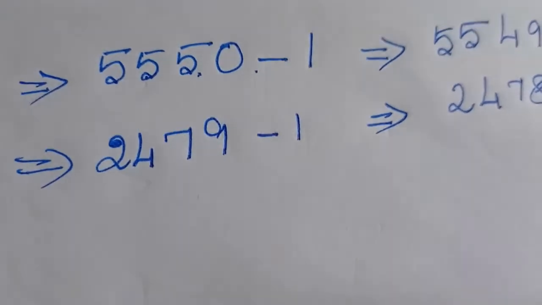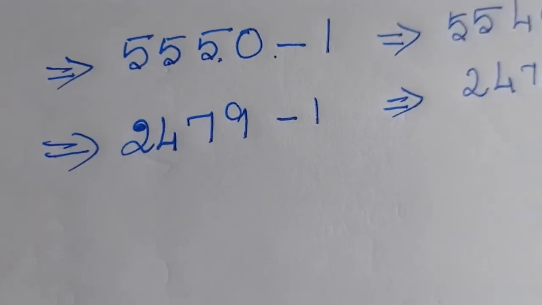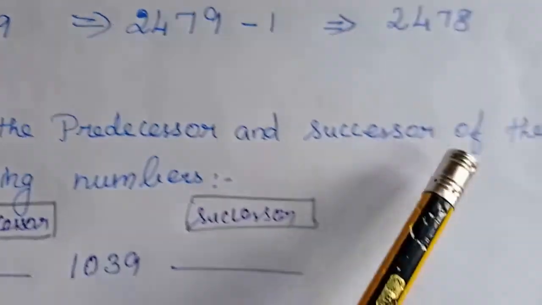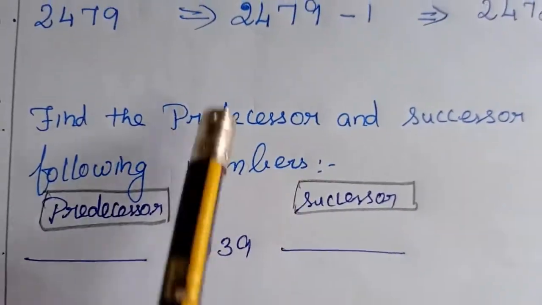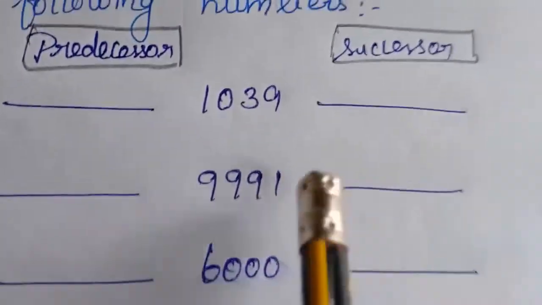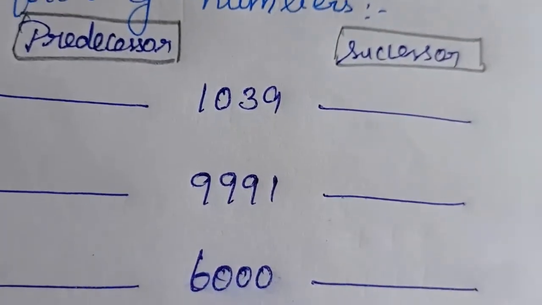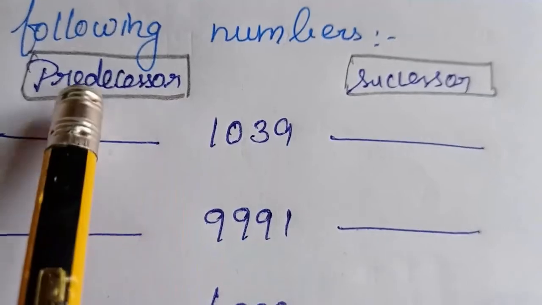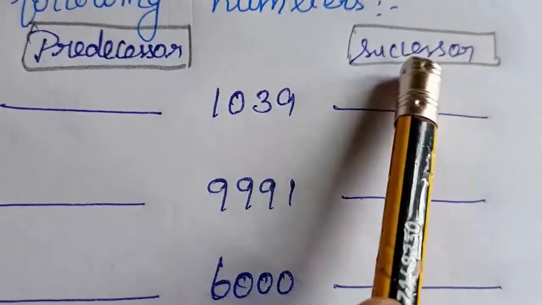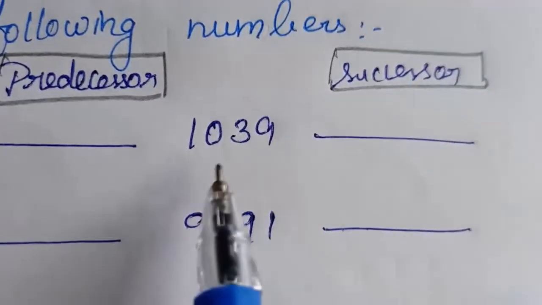Children, now let's do more examples related to predecessor and successor. Please find the predecessor and successor of the following numbers. The numbers are 1039, 9991 and 6000. Here you want to find the predecessor of these numbers, and here you want to find the successor of these numbers.